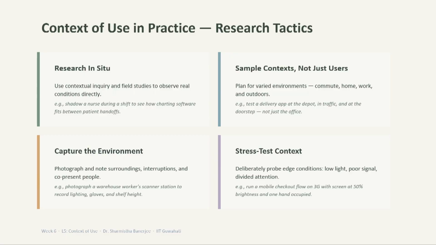So you will look at very poor signals. You can also look at very divided attention. So always think if it is useful for your user research to have this one session on stress test context. So you run a mobile checkout flow on 3G with screen at 50% brightness and one hand occupied.